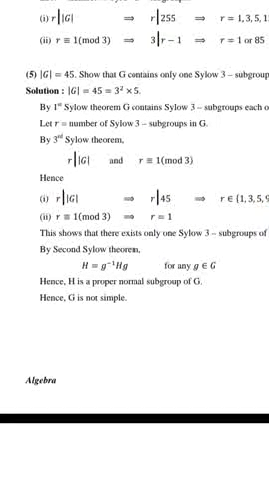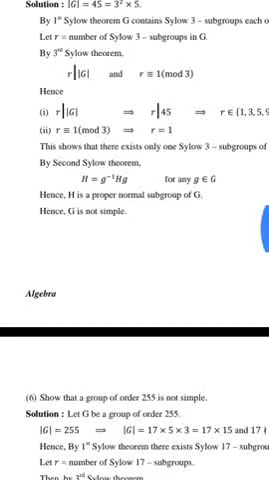Say H. By the second Sylow theorem, H is equal to g inverse H g for any g belongs to G. Hence, H is a proper normal subgroup of G. Hence, G is not simple.